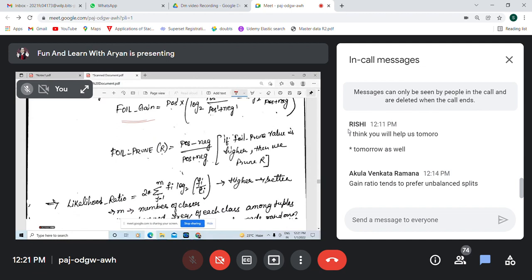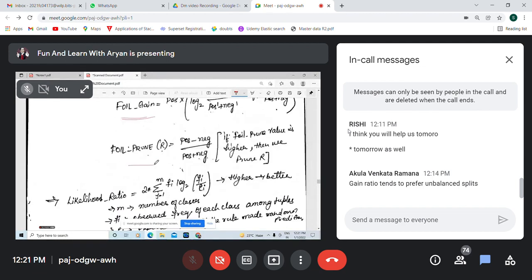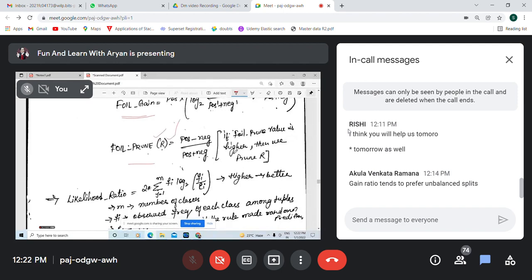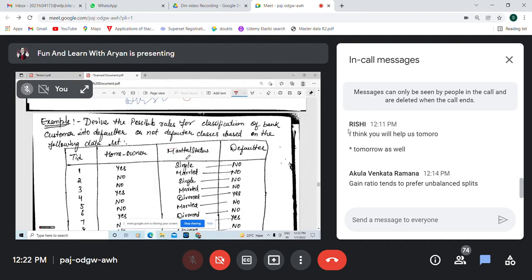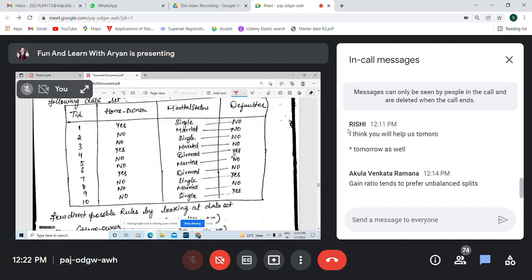Okay, and then based on that we decide. This is a FOIL prune. FOIL prune means if this value is higher, then you have to prune that particular rule. If you calculate it for any particular rule, that is FOIL prune. Okay, let's first see the problem. So this is a problem.